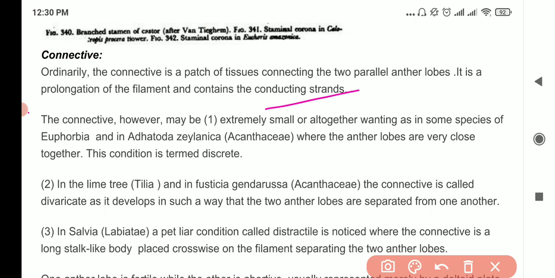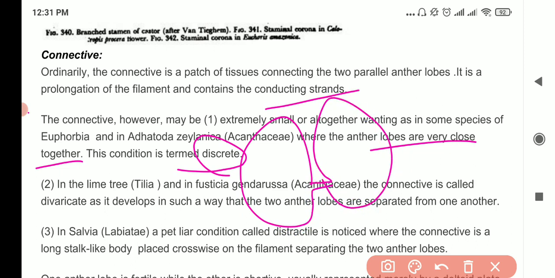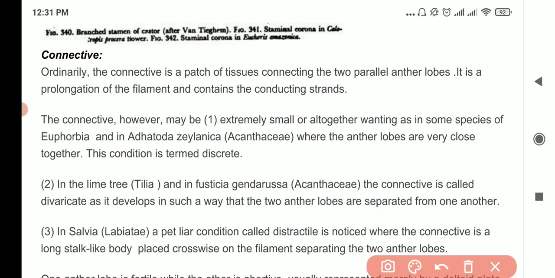Okay, so the connective could be very small and almost impossible to see. Because the connective is so small, the anther lobes will be very close to each other. Then we call this discrete. Very short connective. Example is Adhatoda zeylanica.